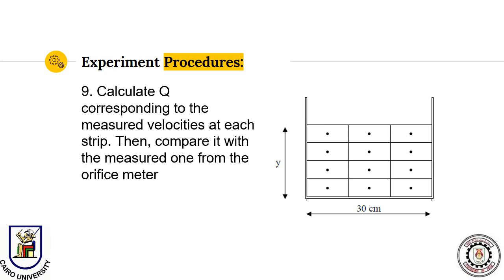9. Calculate Q corresponding to the measured velocities at each strip. Then, compare it with the measured one from the orifice meter. Calculation of discharge can be done using these equations.